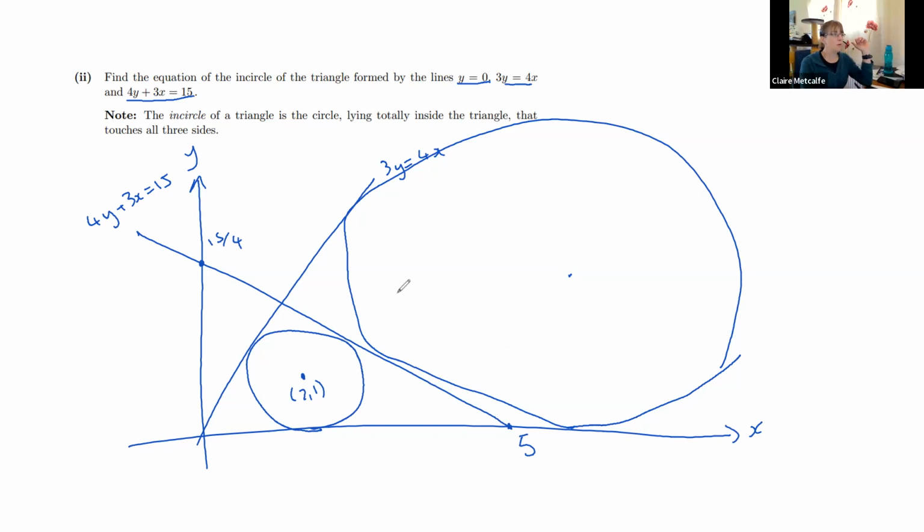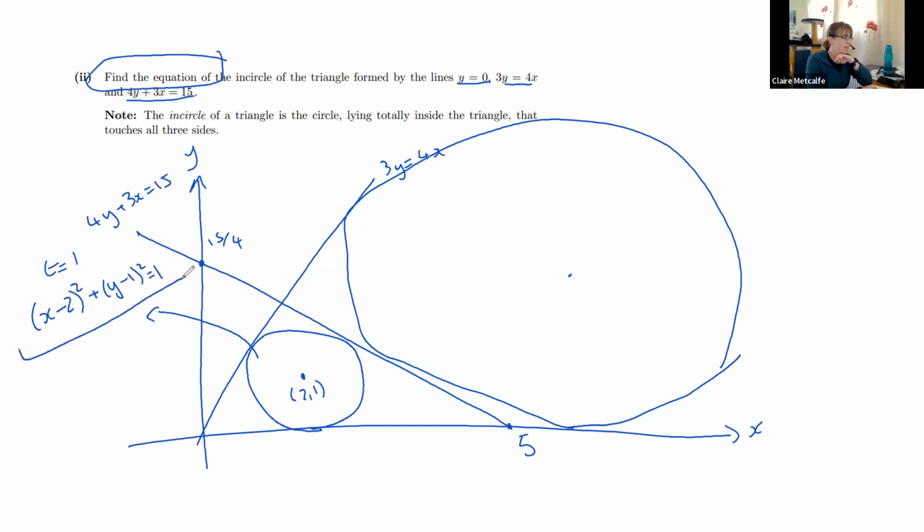So we want the incircle of the triangle. So we want this one here. So this is when t equals 1. So don't forget the last bit, which is find the equation. (x minus 2) squared plus (y minus 1) squared equals 1. And that's the final answer. So go and have a play on GeoGebra or on Desmos and see what happens with these equations. And thank you very much.